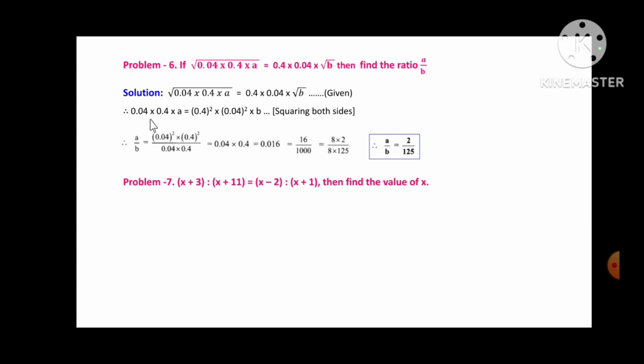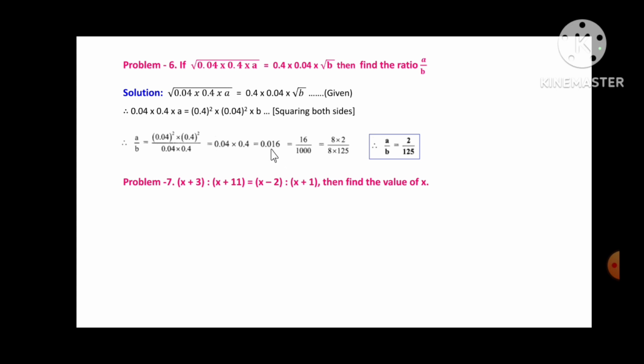Now square both sides. We will get this square sign removed. So 0.04 into 0.4 into a is equal to 0.4 square, 0.04 bracket to square into b. So a upon b is equal to 0.04 square into 0.4 upon 0.04 into 0.4. So here we will get that this cancels. 0.04 into 0.4, which is 0.016. That is 16 upon 1000.